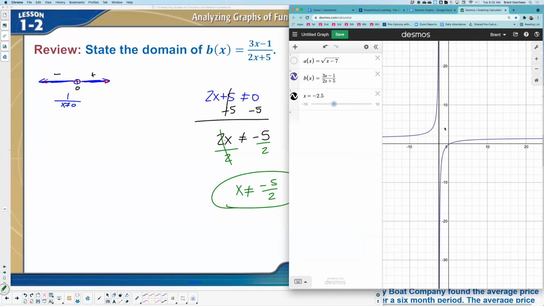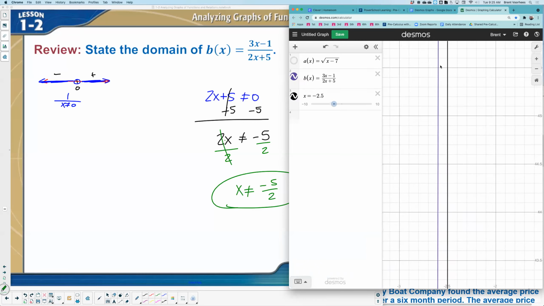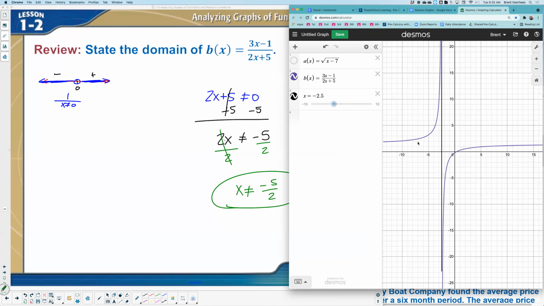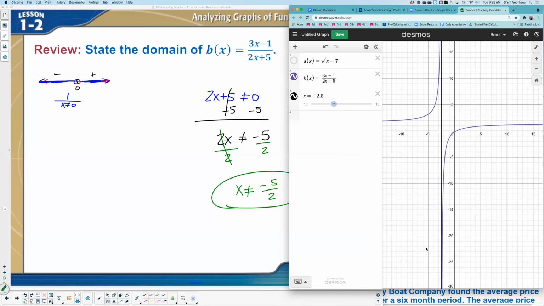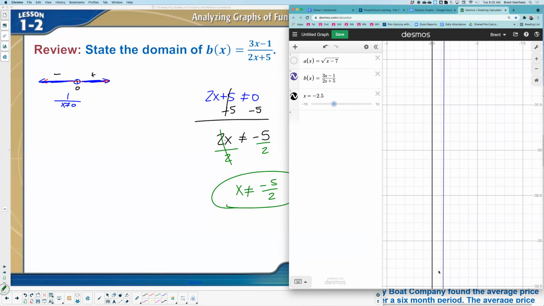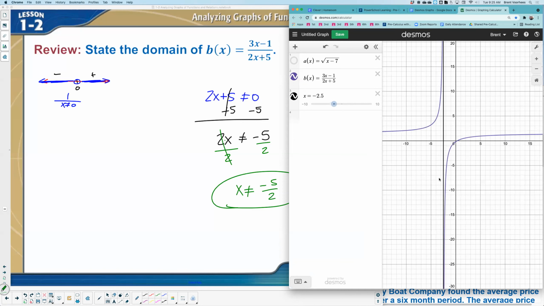You see how that breaks it apart? And you might think, well, it's touching it. No, it's not. When I zoom in, it never touches it. That negative 2.5 fills in where the broken spot is. The purple graph breaks at negative 2.5. The black graph is just helping you see that, yep, that is right where it's broken. It is broken at negative 2.5.